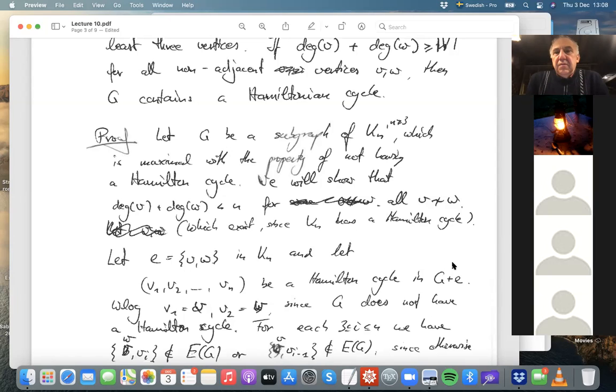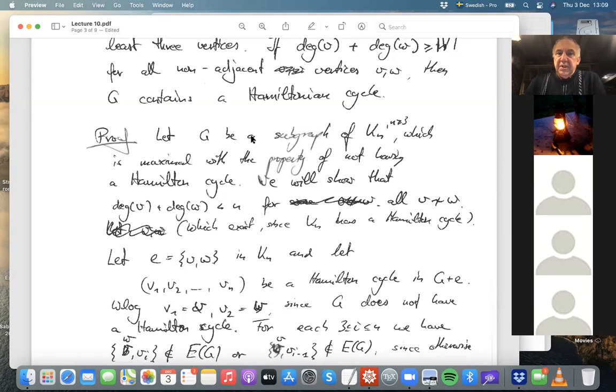Okay, now we're talking about graphs with n vertices. And we'll be saying, consider the maximal subgraph of the complete graph which does not have a Hamiltonian cycle. And maximal in terms of the number of edges. I'll explain just in a second. Now we'll be showing that such a graph, G, has to violate this property, that the sum of the degrees, it cannot satisfy this property. And from this, it will follow that if this property is satisfied for all pairs of non-adjacent vertices, then our graph has to be Hamiltonian. So we'll be arguing by contradiction.